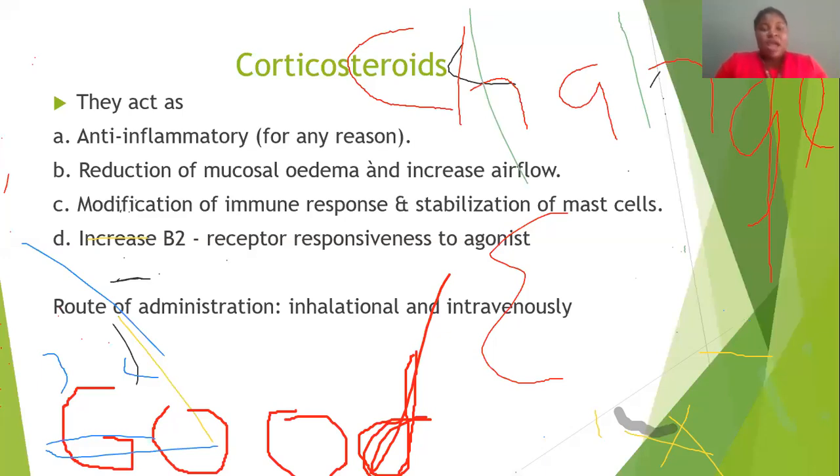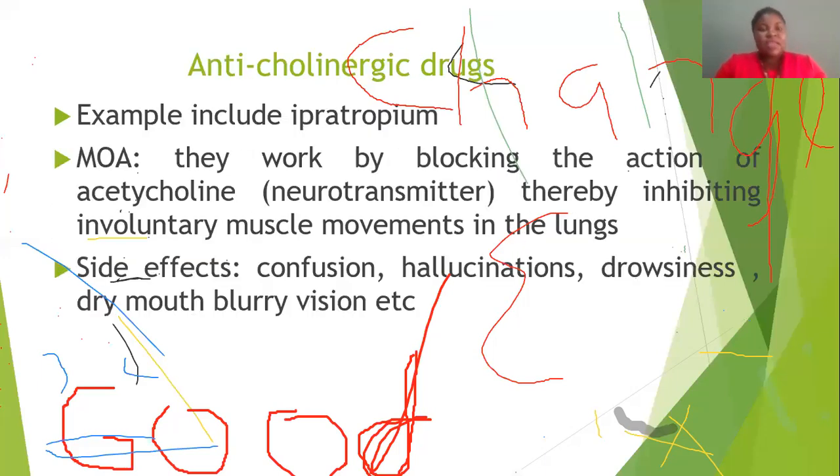Another drug used in respiratory disorders is anticholinergic drugs. An example of this drug is ipratropium. And how do they work? They work by blocking the action of acetylcholine. Acetylcholine is a neurotransmitter. Thereby, they will inhibit involuntary muscle movement in the lungs.